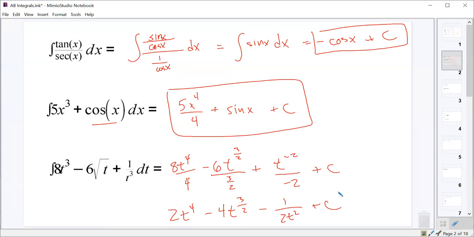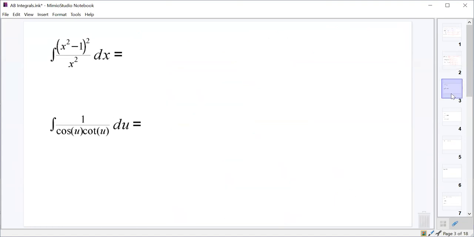Good. Excellent. All right, let's keep doing these then. Let's look at this one: the integral of (x squared minus 1) squared over x squared. I think it was Alex, you were saying something about an inverse of the quotient rule, right? That looks like that'd be perfect here. But since we don't have one of those, we're going to have to find another way to deal with this.